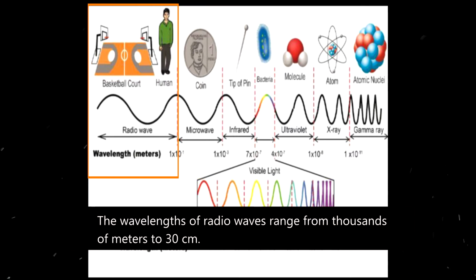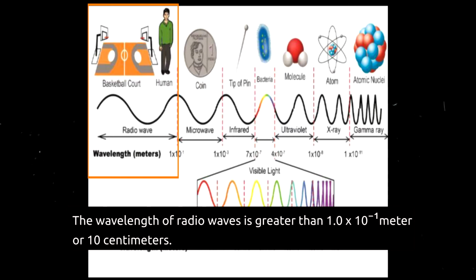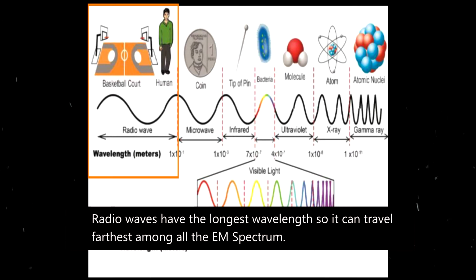The wavelengths of radio waves range from thousands of meters to 30 centimeters. So the wavelength of radio waves is greater than 1 times 10 to the negative 1 meter or 10 centimeters. Heinrich Hertz proved the existence of radio waves. Radio waves have the longest wavelength, so they can travel farthest among all the EM spectrum.